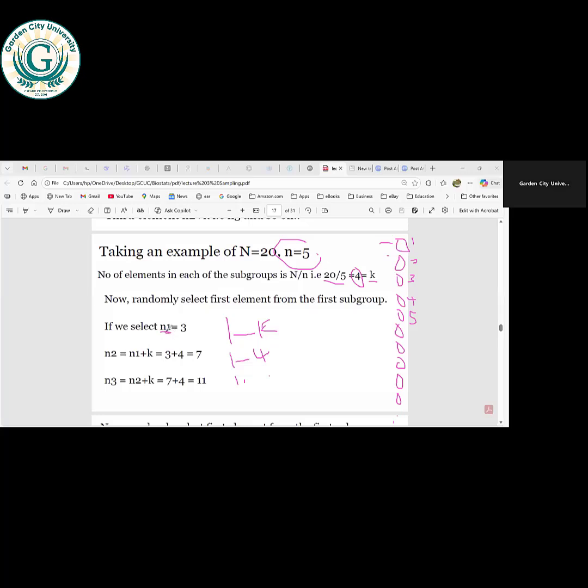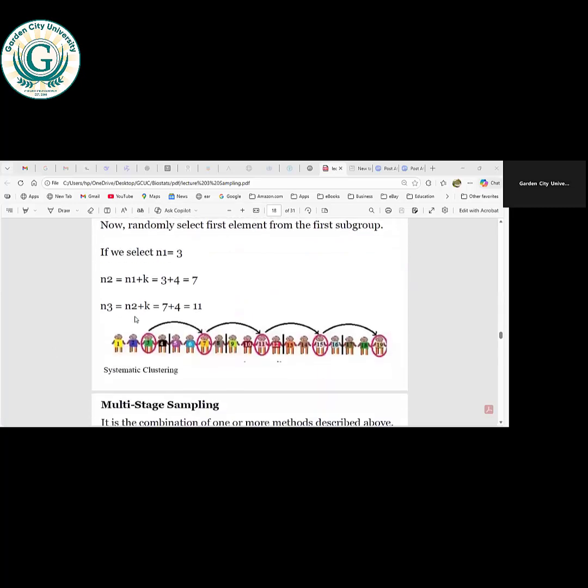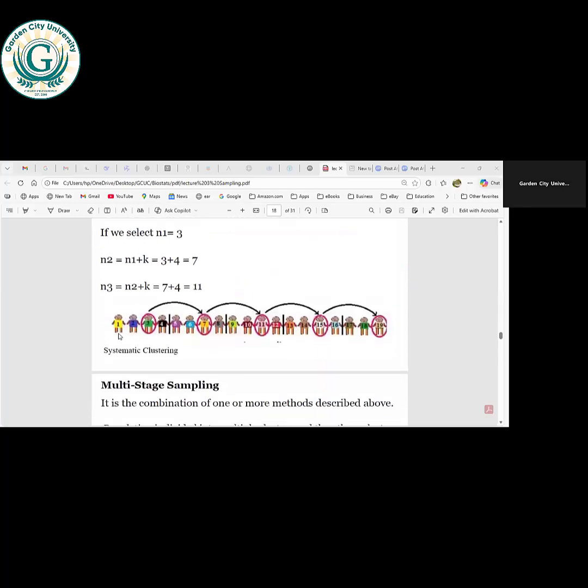For my example, you see that I have N1. The N1 here stands for the first selection, the starting point. N2 stands for the second selection. N3 stands for the third selection. So if you look at this one, we can start from 1 to 4, and that is what I'm doing here. 1, 2, 3, 4. That is 1 up to K. I hope you can all see that.